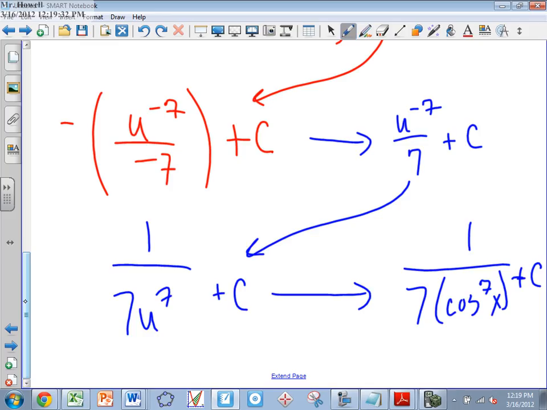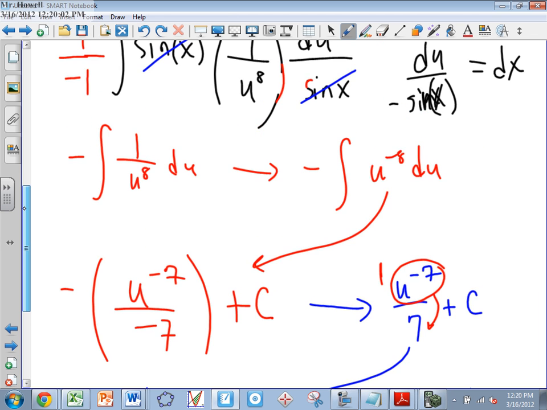First, the negative cancels, becomes a positive. I see a negative 7 in the numerator. Think of it as a positive 7 in the denominator. So once I move this down below, I'm left with a 1 up top. I have u to the 7th down below, plus c. U was defined as cosine of x. I replace that, so it's cosine of x to the 7th.